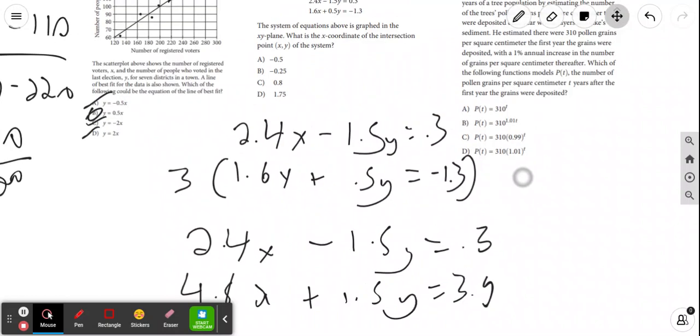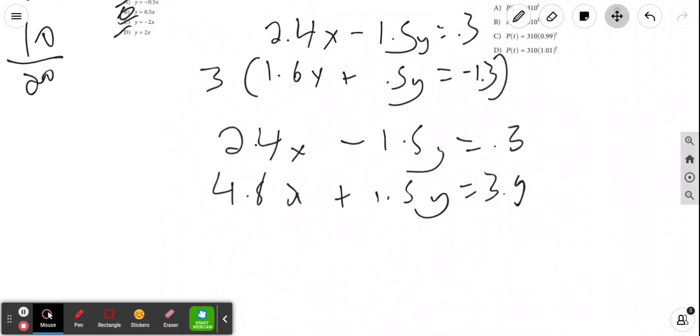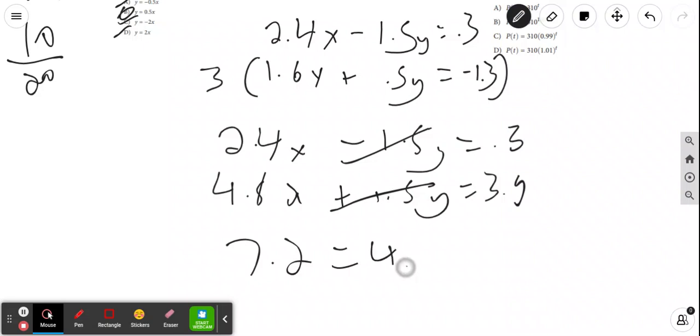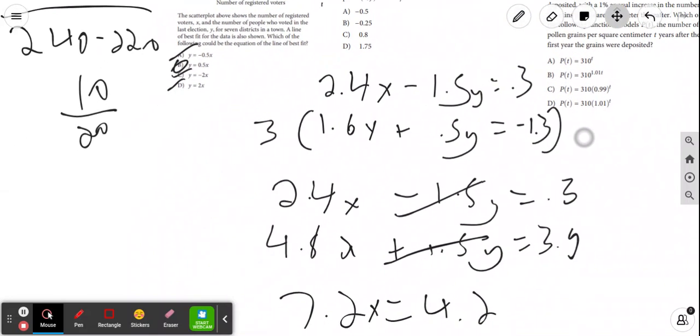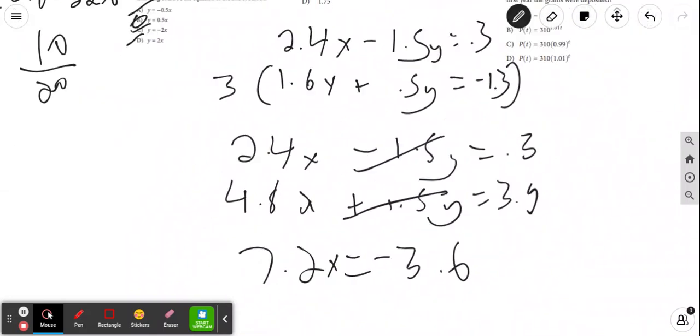Let's just make sure, check above, make sure all your numbers are good, and they are. So these two will cancel now. You should be left with 2.4 plus 4.8, 7.2x, sorry, equals 4.2. And then divide 4.2 by 7.2. You should get an answer of... one second. You gotta keep track of your negatives. That's where I messed up here real quick.